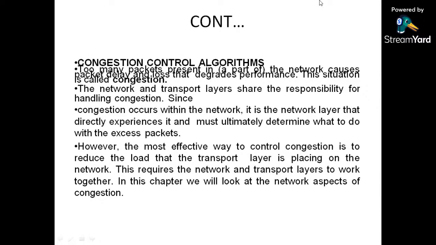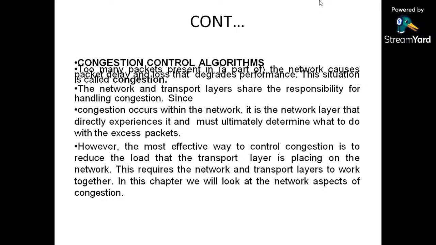Now, congestion control. What is congestion? Too many packets present in the network causes packet delay and loss that degrade the performance. This situation is called congestion. The network and transport layer share the responsibility for handling congestion. Since congestion occurs within the network, it is the network layer that directly experiences it and must ultimately determine what to do with the excess packets.